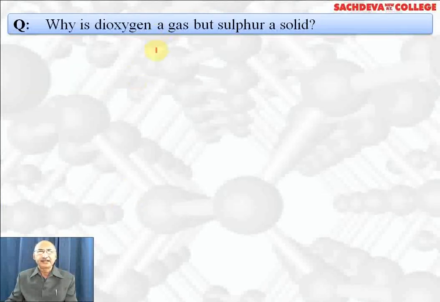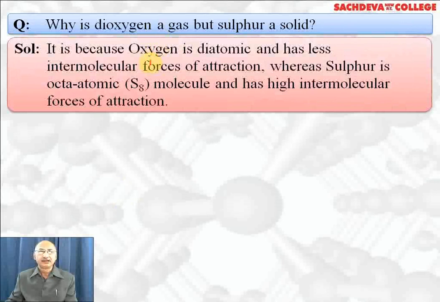Why is dioxygen a gas and sulfur is a solid? Oxygen is diatomic and has weak van der Waals force of attraction, therefore it's a gas. Whereas sulfur is octatomic, has more intermolecular force of attraction or van der Waals force of attraction, that is why it is solid.